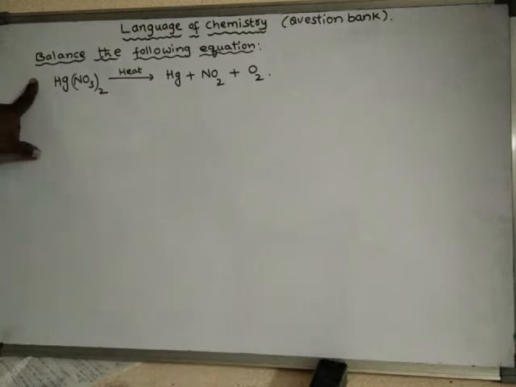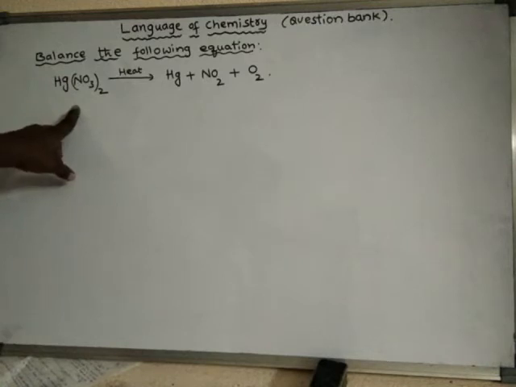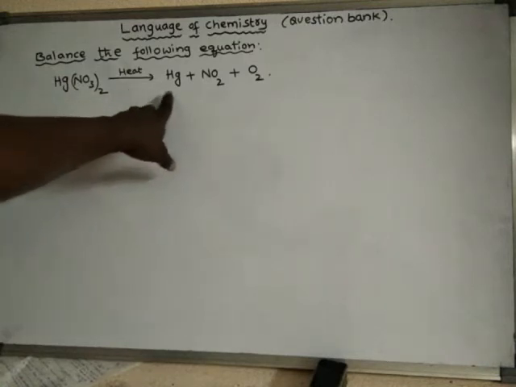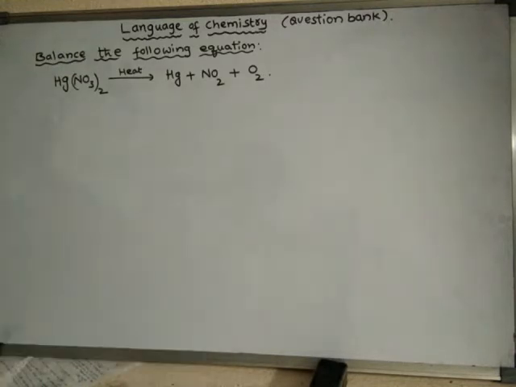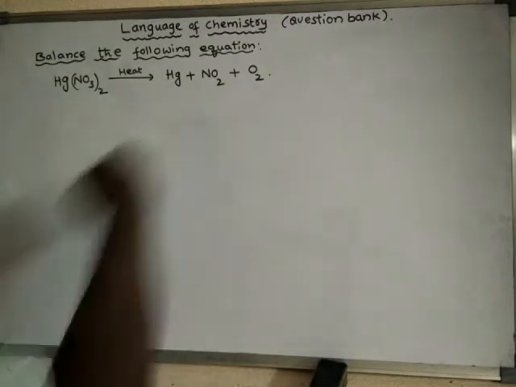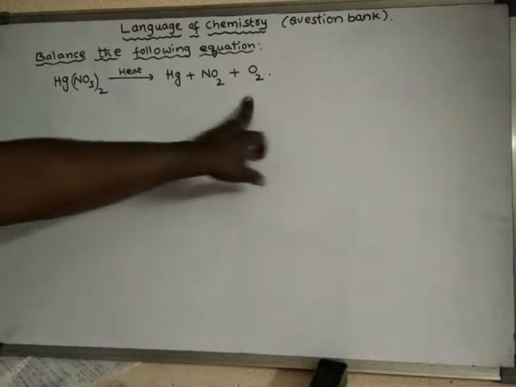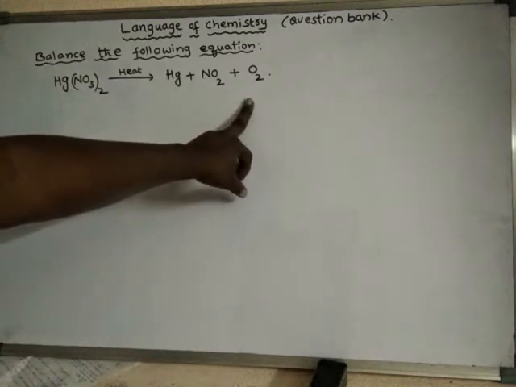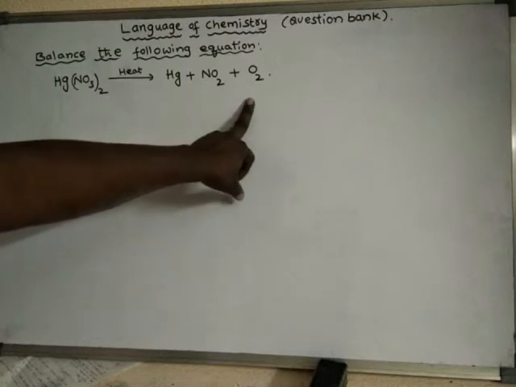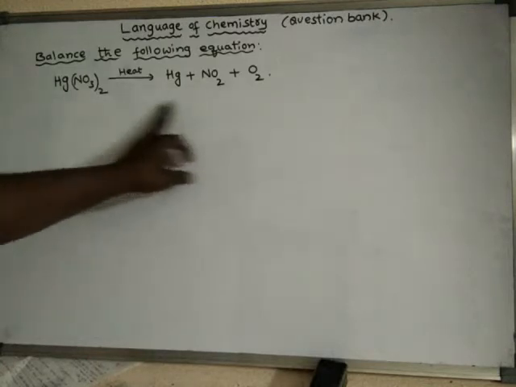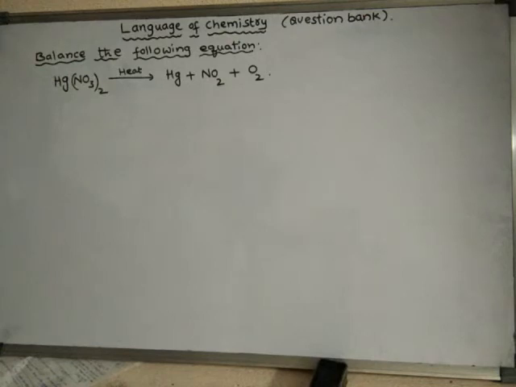First of all, we will start with this equation. Mercuric nitrate upon heating will decompose into mercury, NO2 gas, and oxygen. See how to balance this one. This is not a balanced chemical equation. It is called a skeleton equation. Now we have to balance this equation and convert it into a stoichiometric equation. Stoichiometric equation means balanced chemical equation. So how to balance it?